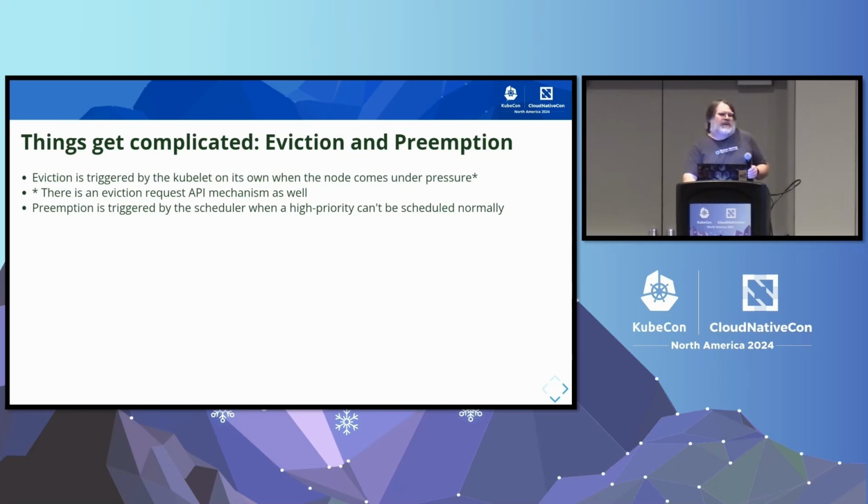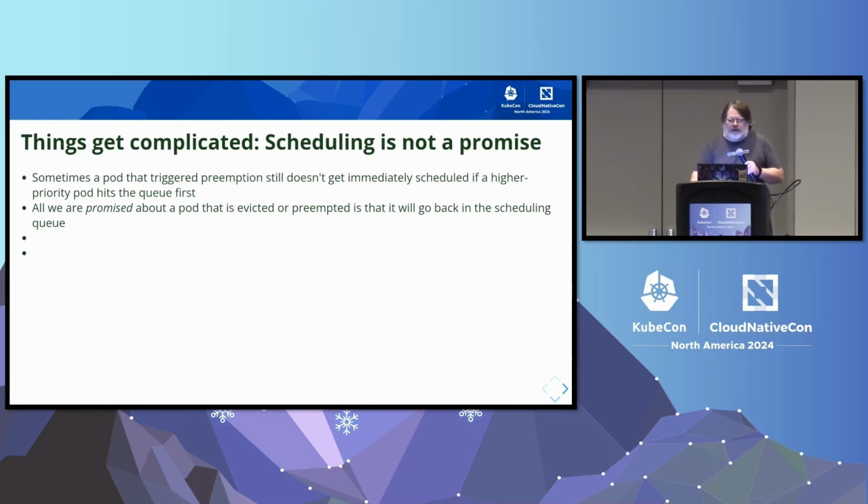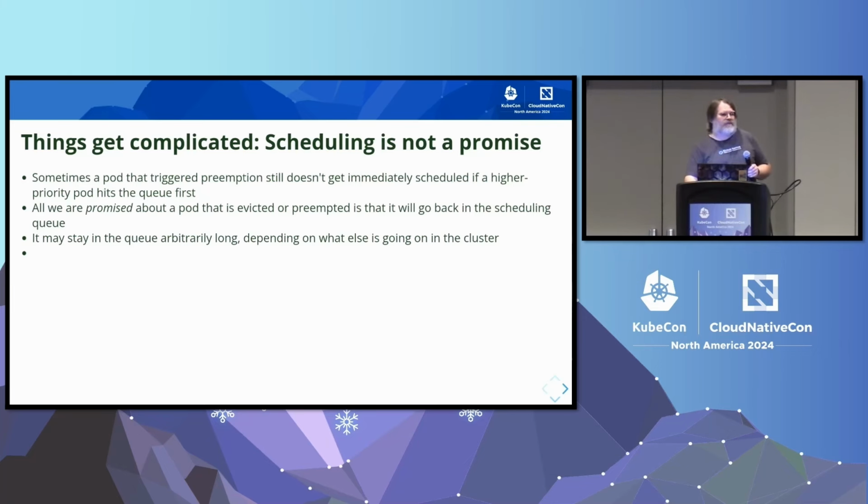You can just say, I want you to evict that pod. Whether or not you're under pressure, I just want you to evict it now. Now, where this starts to get complicated is scheduling is not a promise. So something gets preempted and kicked out of a node, and it goes back into the scheduler queue. But that doesn't mean it will actually get rescheduled. Something gets evicted and goes into the scheduler queue, there's no guarantee it will be rescheduled. All we're promised is that we'll end up back in the queue. It can stay in that queue arbitrarily long, especially if your cluster is under really heavy resource pressure.